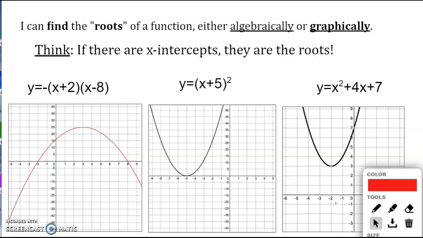What about this? The x-intercept is -8, and when x is equal to -8, y is going to be 0. That is the reason that x equals -8 is a root. What about this? We have no x-intercepts. However, we can figure out the complex roots. Even though we don't have any x-intercepts, that does not mean that we do not have any roots. We do have two complex roots.